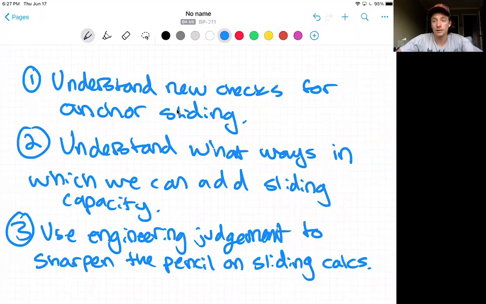Hello. The learning objectives for this module are to: 1. Understand what new checks we need to make on anchor sliding, and understand the ways in which we can add sliding capacity or more; 2. Discover sliding capacity by eliminating assumptions; and 3. Apply engineering judgment to sharpen the pencil on our sliding calculations.